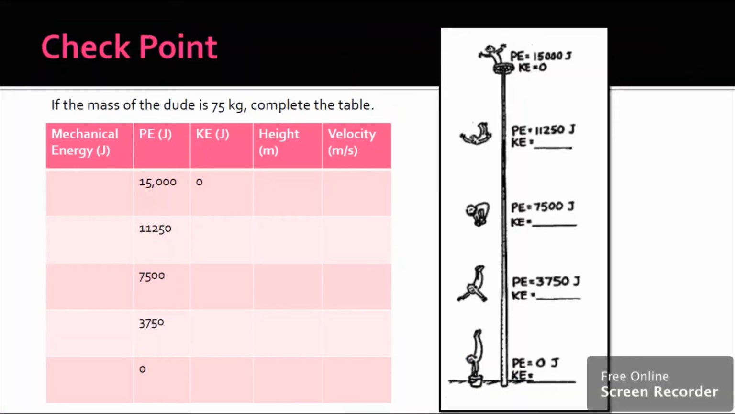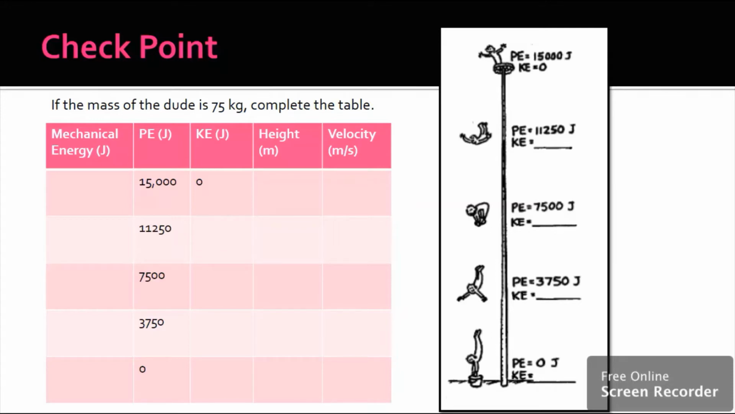This is a chart that I'm going to ask you to fill out. It's in the homework assignment. It's the first page. I'll talk about it a little bit here first, though. So there's the acrobat you see in the picture on the right. He's standing on top of the pole. And I'm telling you that his potential energy at the top of the pole is 15,000 joules. Because he's standing still, his kinetic energy is 0. And we already learned that the mechanical energy is the sum of PE plus KE. And so his total mechanical energy is also 15,000 joules.